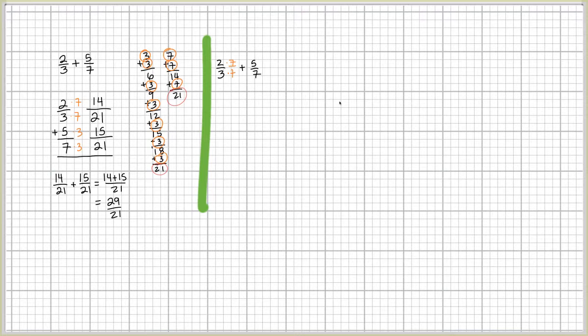So 2 times 7, 3 times 7. We know that 5 over 7 needs to be 21 on the denominator. So 5 times 3, 7 times 3. And that gives you 14 over 21 plus 15 over 21. And when you add those, you get 29 over 21.